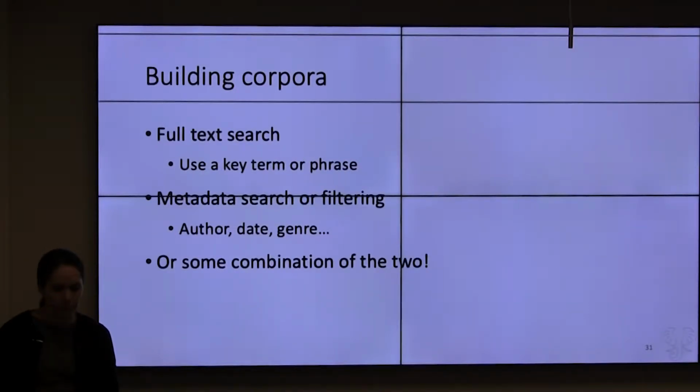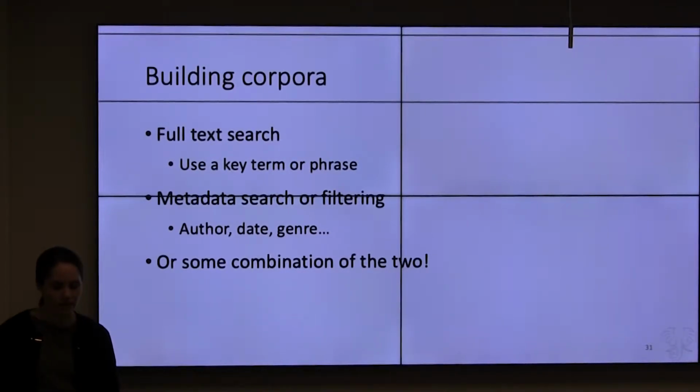When someone is going about building a corpus of text data from the digital library, there are a couple of different strategies that they can use. The first is full text search. That's one of the benefits of a digital library, that you can search within the works in a way that you can't in your library catalog here. You can use key term or phrasal searches.